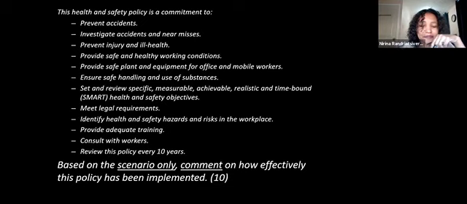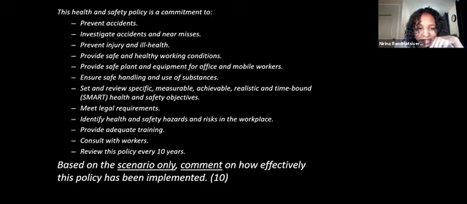Anyway, check the document. It's available on the NEBOSH website if you want to know more about this question. We don't have time to go through all the scenarios and all the answers, but the purpose of today is to understand how to answer the question. So, comment on how effectively this policy has been implemented: just go through the points one by one and then comment.